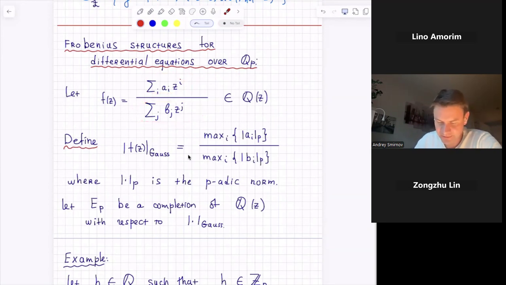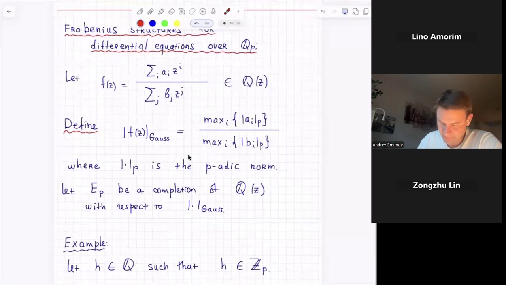And then we can define the so-called p-adic Gauss norm on such functions by the following formula. It's the maximum of the p-adic valuation of all coefficients appearing in the numerator divided by the maximum of the p-adic valuation of all elements appearing in the denominator. And then we can consider the following ring, which is the completion of rational functions with respect to this Gauss norm.